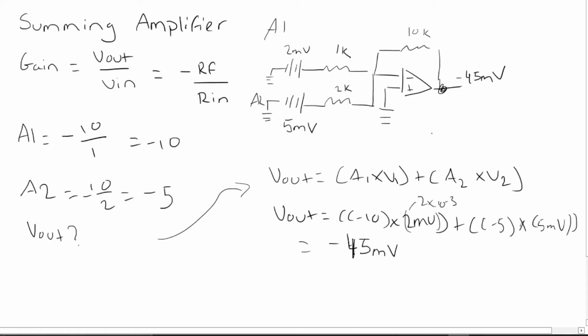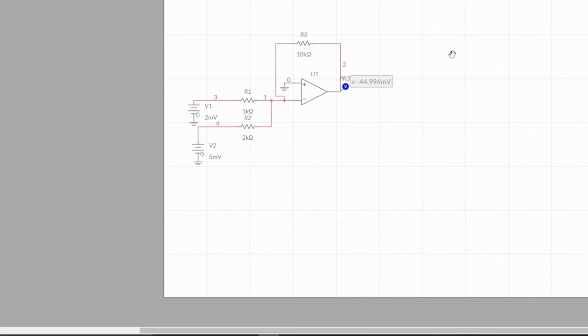Like I said, we're going to put this into Multisim now to see if our theoretical evaluation matches with the simulation. So we're in Multisim, I've built the circuit and I'm running it as we speak, and here we go. Got 2 mV going in, 5 mV, I should say millivolts, and I've got minus 44.996 millivolts. We'll round that up, say minus 45, just like our calculation, so we know that is correct. And of course, you can keep adding voltages on and on, do your calculations, and this is how you would work it out. Very, very useful.